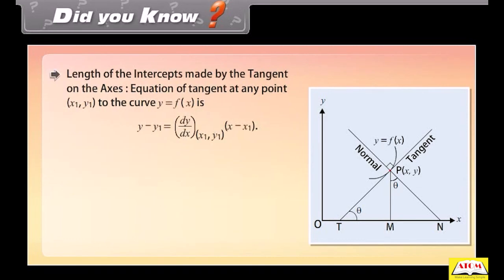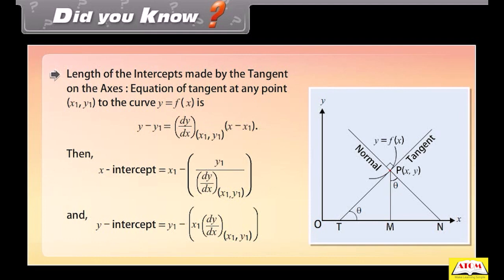Length of the intercepts made by the tangent on the axis. Equation of tangent at any point (x1, y1) to the curve y = f(x) is y - y1 = dy/dx at (x1, y1) into (x - x1). Then x-intercept is x1 - y1/(dy/dx at (x1, y1)) and y-intercept is y1 - x1 (dy/dx at (x1, y1)).